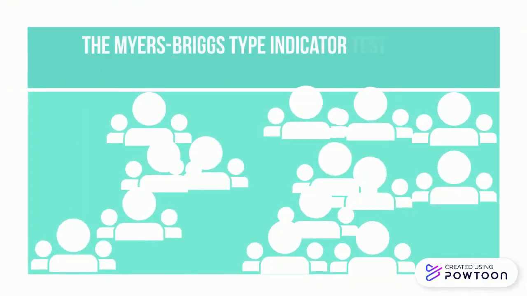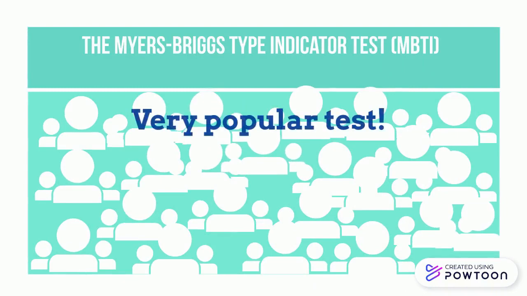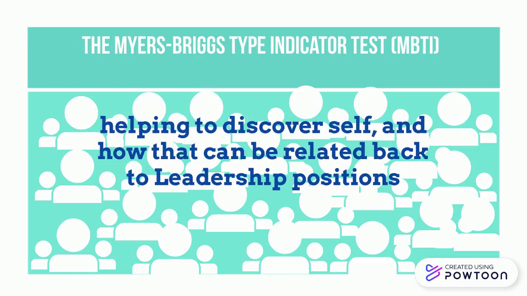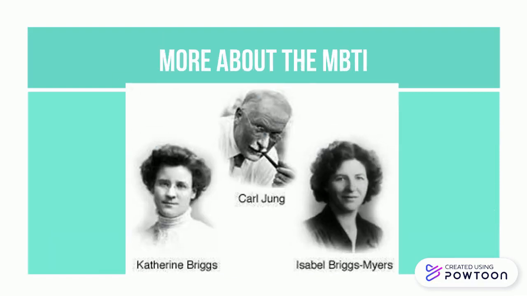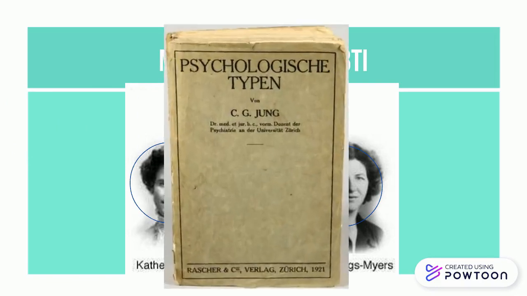The Myers-Briggs Type Indicator Test is one test that has become very popular in helping to discover oneself and how their personality type can be related back to your leadership style. The Myers-Briggs Type Indicator Test, also known as the MBTI, is a personality assessment that was made by Katharine Cook Briggs and her daughter Isabel Briggs Myers in the 1940s. They based their assessment off of a set of theories that were written by Carl Jung in a book called Psychological Types.